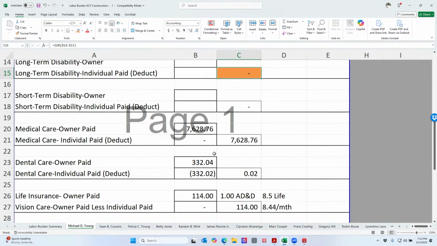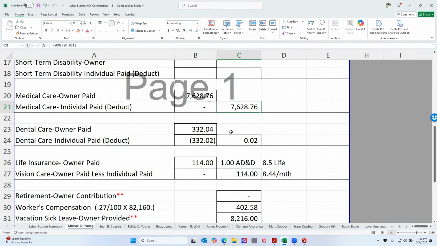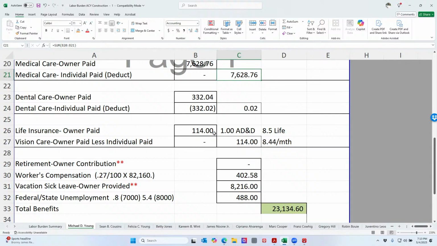So medical care. Let's say you don't have medical premiums for your staff, then it would be 0. But if you do, what is the yearly amount? Here, at the time, it was $635.73 per month, so times 12, that's the yearly amount. So we add that. Same for dental, any life insurance, AD&D that we had. We add all of that.